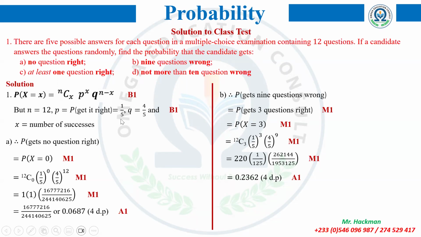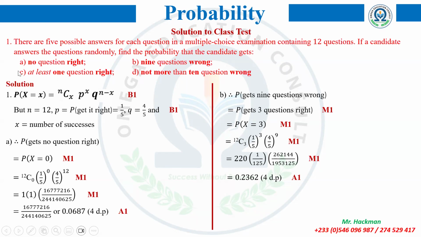1 minus 1 over 5, and that will give us 4 over 5. You can do that mentally and write it here. And x will be the number of successes. So now we've defined all the parameters and found their values. What you have here is general information that you are going to use to solve your part A.